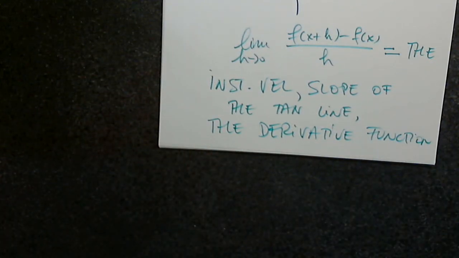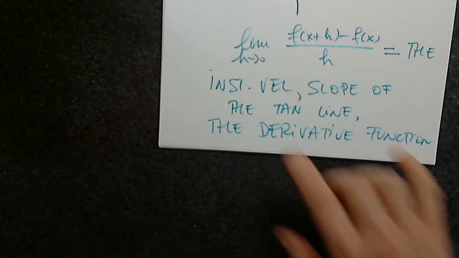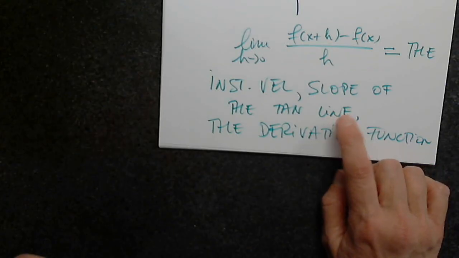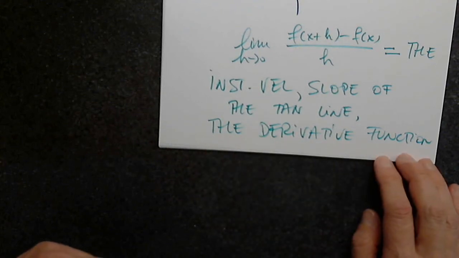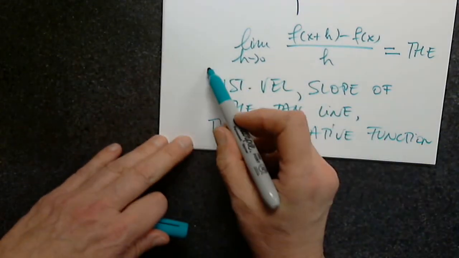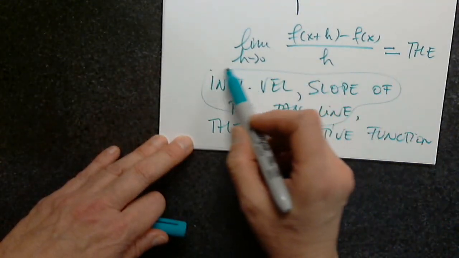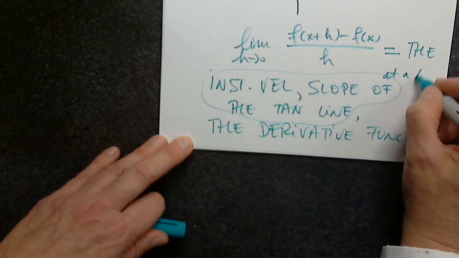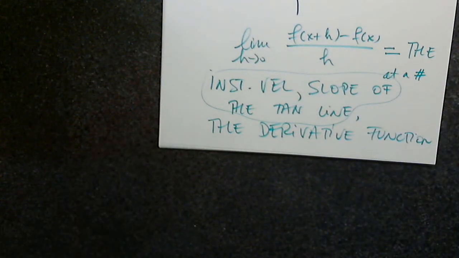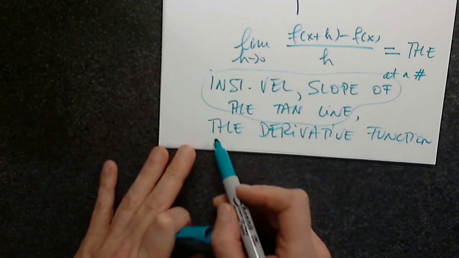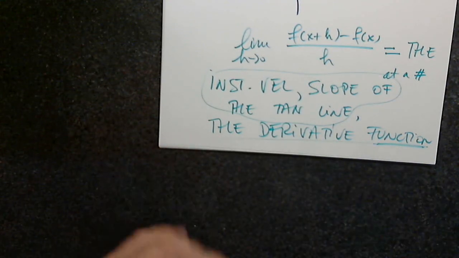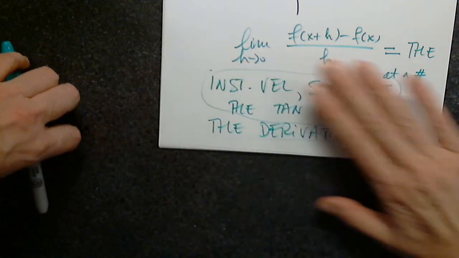All the same. Of course, these are at a particular value. This is the function itself. So maybe I should write that all these are at a number, because the answer is a number, but this one is a function. We'll differentiate these definitions later.